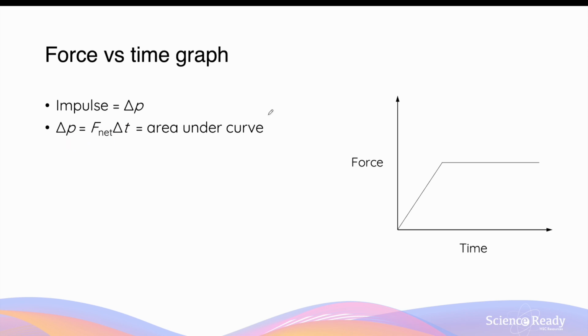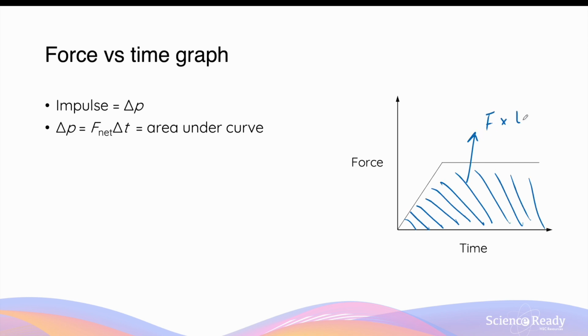Now, in many examples in physics, you will be given a force versus time graph, where time is on the x-axis and force applied is on the y-axis. On these graphs, the area under the line or the curve represents the force multiplied by the time over which the force is applied. This is then equal to the change in momentum of the object, or the impulse due to the force. In simpler words, the area under the curve of a force versus time graph is equal to the change in momentum of the object.